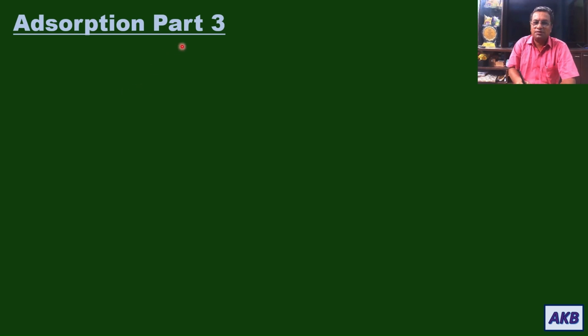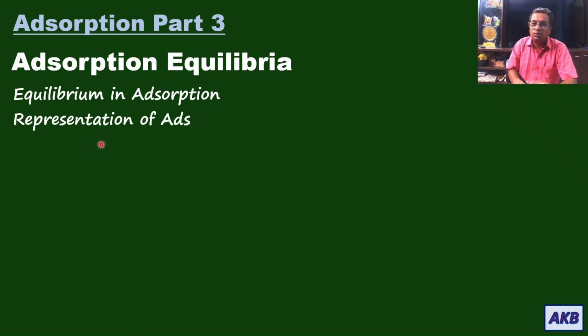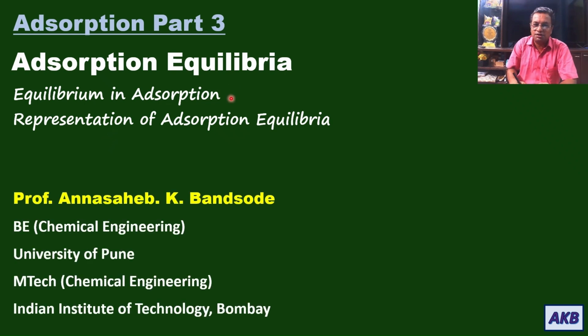This is part number 3 of my discussion on adsorption, and today I will be talking about adsorption equilibria. Under this, first I will tell you how equilibrium is reached in adsorption, and then I will tell you how to represent adsorption equilibria. So at the end of today's discussion, you will know how equilibrium is reached in adsorption, and also how to represent adsorption equilibria. So let us start the discussion.